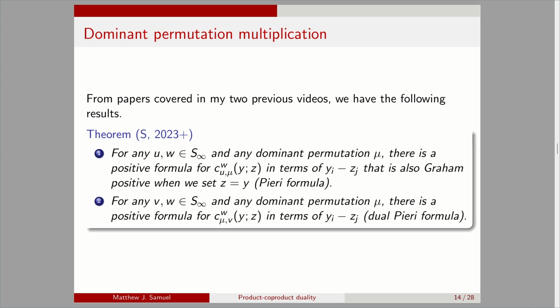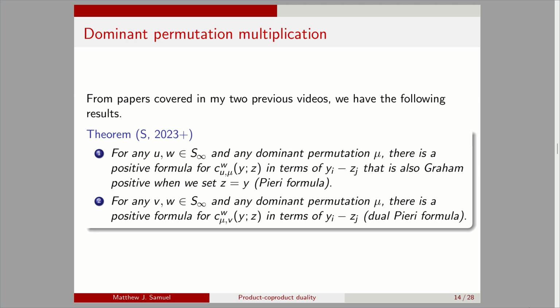So I've made 2 other videos about 2 other papers. So we have a formula for multiplying any double Schubert polynomial by a double Schubert polynomial corresponding to a dominant permutation. So the first part, for any u and w in S infinity and any dominant permutation mu, there's a positive formula for c_u mu^w of y and z. In terms of y_i minus c_j, we have a specific formula that is also Graham-positive when we set z equal to y. This is a consequence of the Pieri formula in one of my papers.